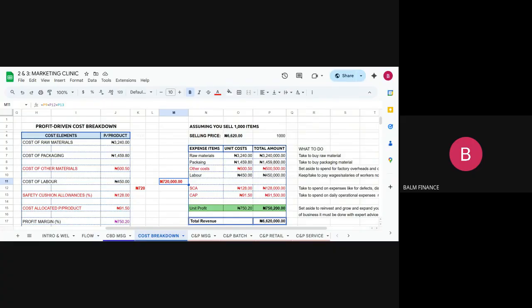But if you compare this with the first scenario, when you do not factor in every single cost, you will start spending from your profit. And that's what brings us to that place where we keep asking, oh, I made sales, but I didn't see my profit. This is the simple reason.